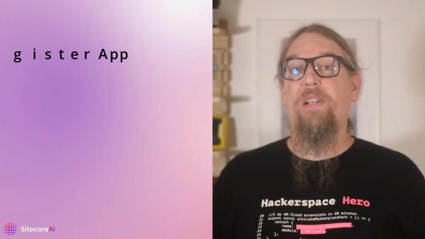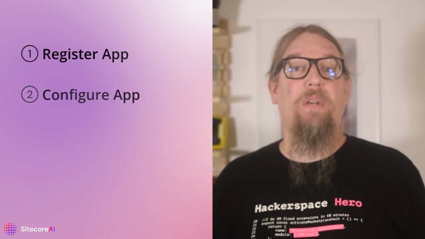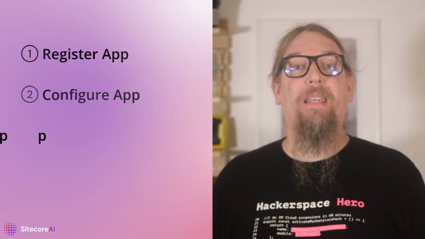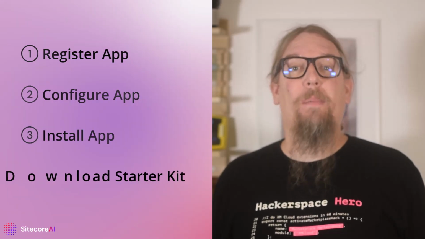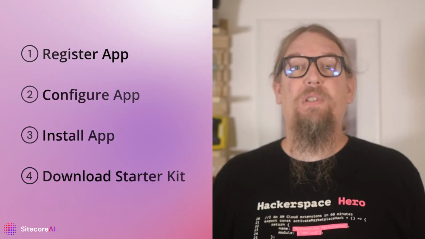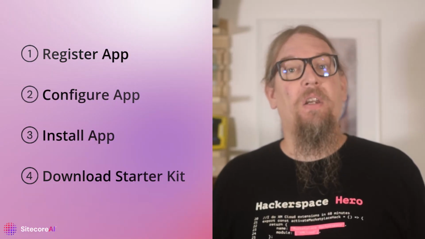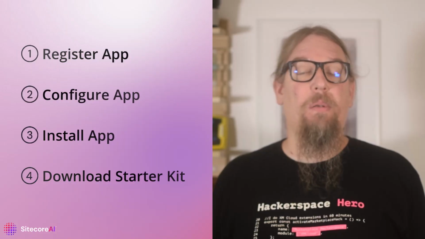We'll start by registering the app in App Studio, configuring how and where it integrates into the platform and making it available in your environment. Then, we'll scaffold a working application using the starter kit, run it locally and connect it to Sitecore AI. By the end, you'll have a fully registered and running app ready for your own custom implementation.